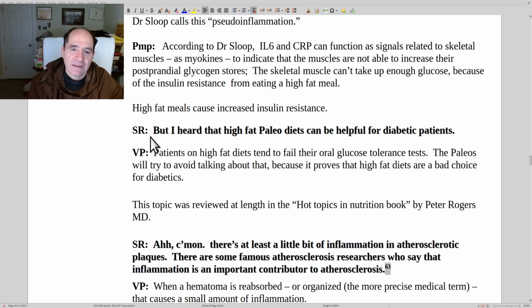Okay, so then the Skeptical Reader says, but I heard high-fat paleo diets can be helpful for diabetic patients. Now, they all fail their oral glucose tolerance tests. So in the short term, the body thinks it's starving too. You shift into this whole ketonic metabolism that's bad.